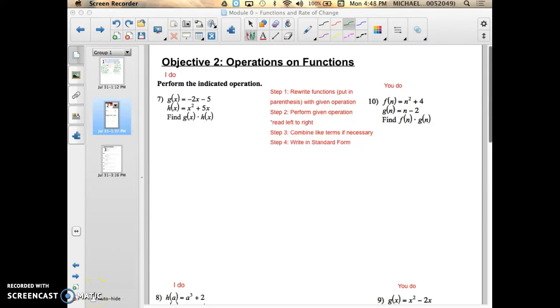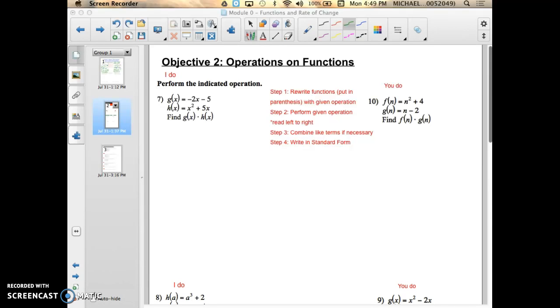Objective 2 is operations on functions. I'm going to have you within this objective do 3 different operations. We're going to do multiplication, we're going to do addition, and we're going to do subtraction. And this is going to call upon your previous knowledge of what a term is, how to combine like terms, how to distribute, those types of things.